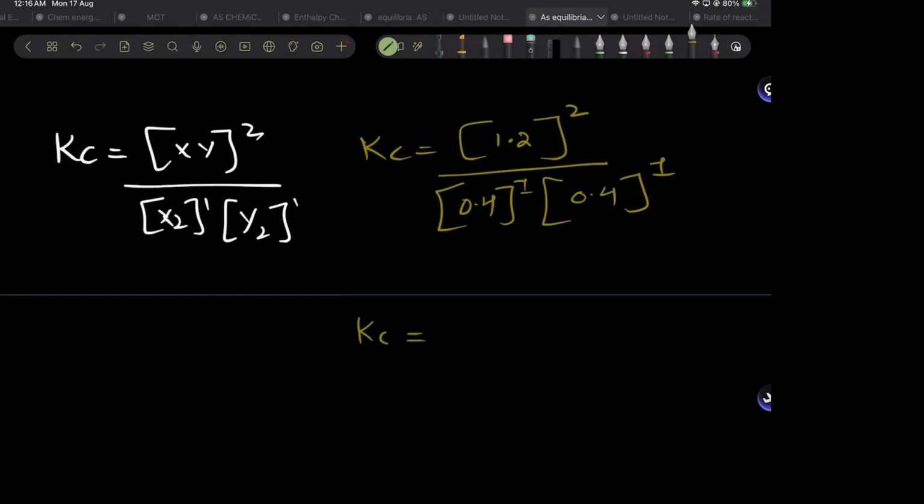I'm getting 1.2 squared divided by 0.4 into 0.4. I'm getting 9. All right. Yep. So we have 9.